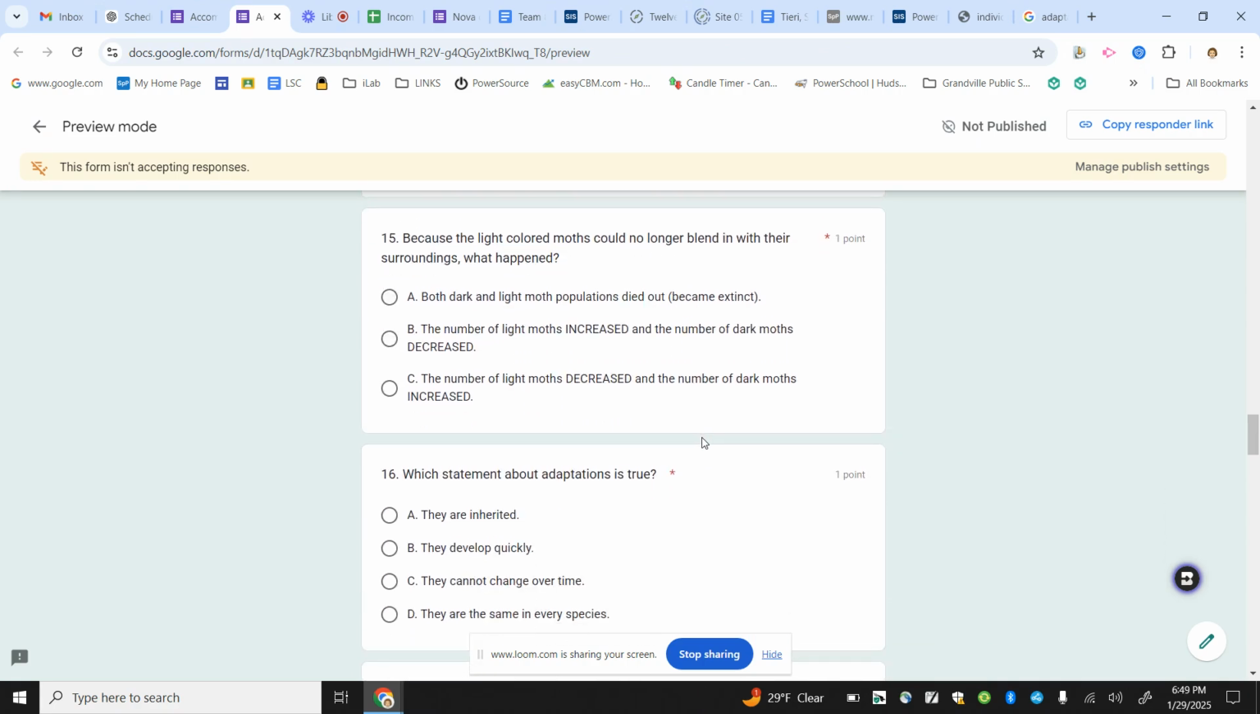Number 15. Because the light-colored moths could no longer blend in with their surroundings, what happened? A. Both dark and light moth populations died out or became extinct. B. The number of light moths increased and the number of dark moths decreased. C. The number of light moths decreased and the number of dark moths increased.